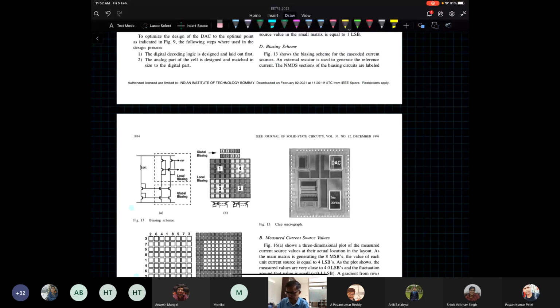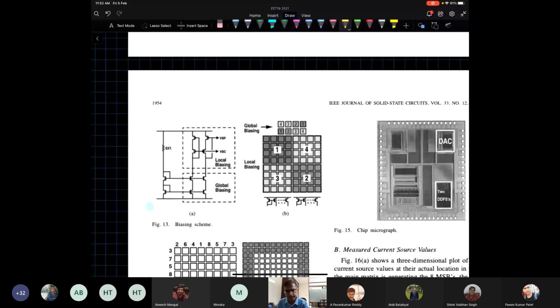This is another piece which is very interesting, because DAC design or ADC design is not just about schematic design, but also about layout design. And in this particular case, what is really going on? Let's try to understand. So this particular circuit that you're seeing here, first of all, I would like you to realize that this bottom part here is nothing but a cascode.